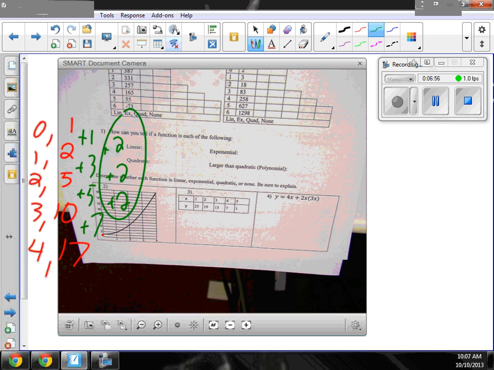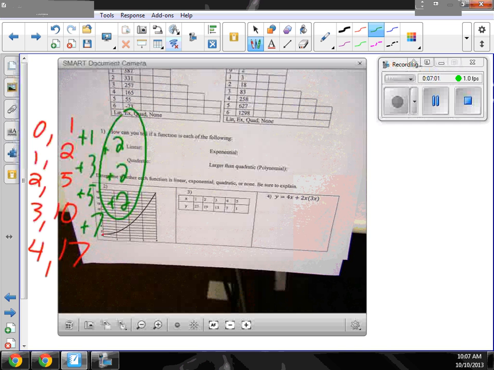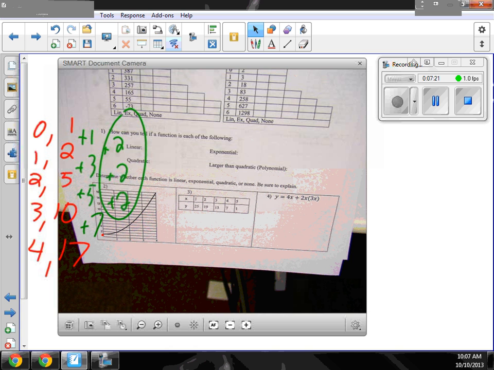Good. What do I know about my recursive equation? It's going to have a plus 2n, and then plus or minus something else. What do I know about my explicit equation? It's going to be 1x to the second, because that number in front of the x squared is always half of the second difference. Okay? Number 3.